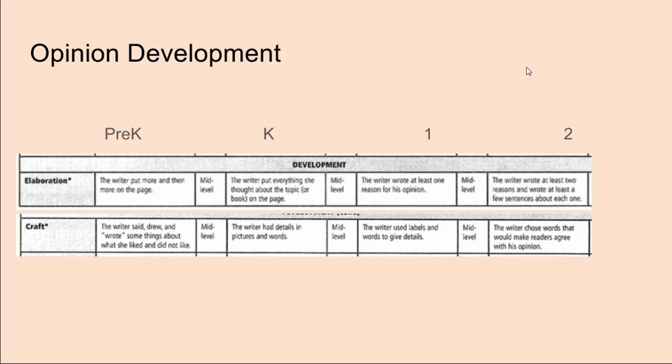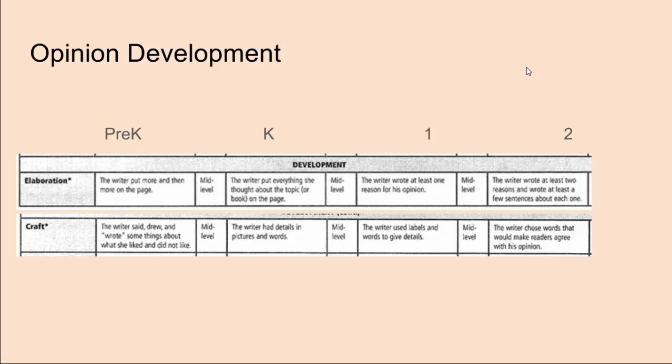First grade elaboration is at least one reason. Guinea pigs is a nice example of that. She really has more reasons than one. She's not really saying much about the reasons. She's just kind of listing these reasons, because in second grade, the elaboration needs to be not only multiple reasons, but really saying more about each reason.